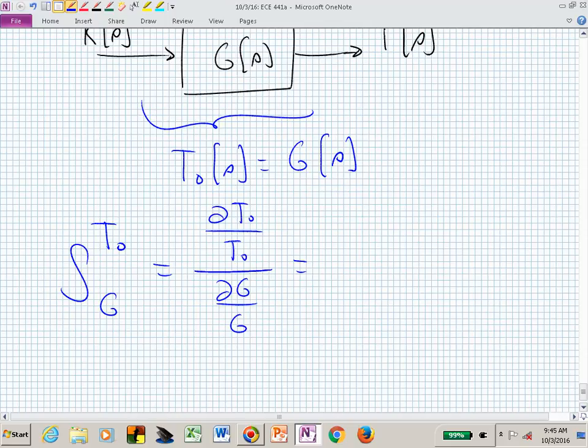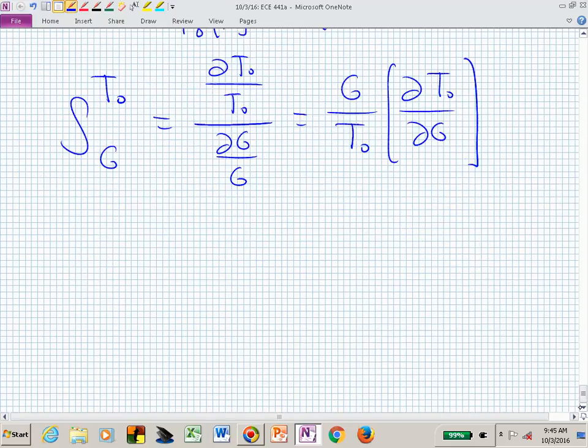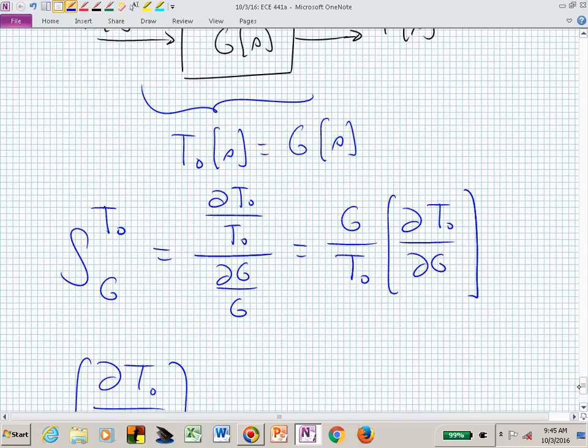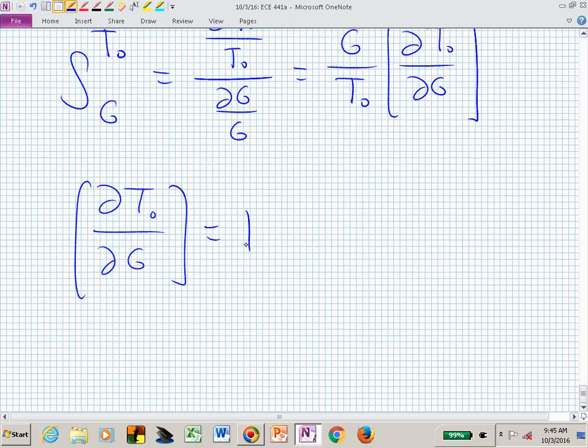Now we can pull out the G and the T naught so that the G comes upstairs and the T naught remains in the denominator. We now need to find the partial of T naught with respect to G. If I'm taking the partial of T naught, which is G, with respect to G, what's the result? It's just 1. So now this expression is simply 1.